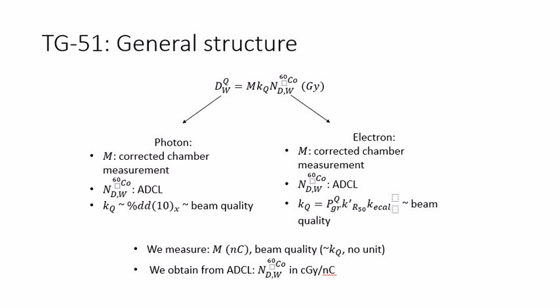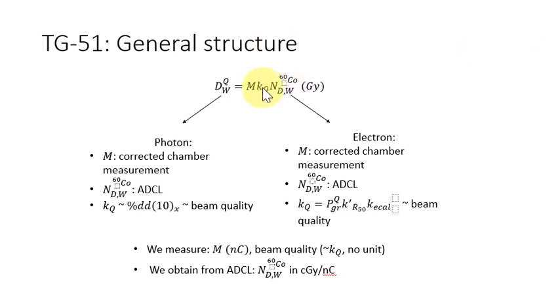Let's take a look at the general structure of this TG51 equation here. In this equation, D is the absorbed dose in water. M is the reading in the ion chamber. It is a value that we measure in the water tank.